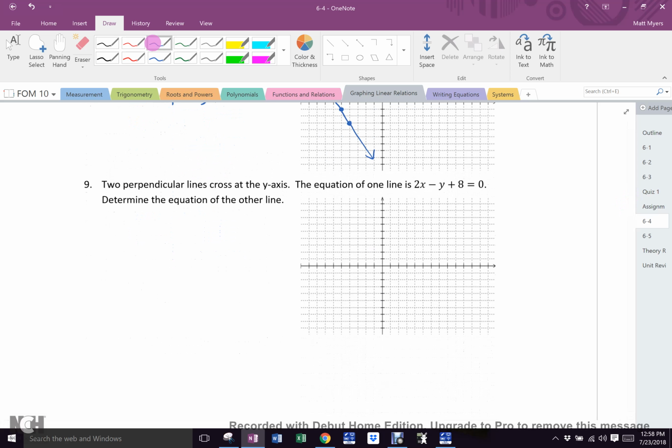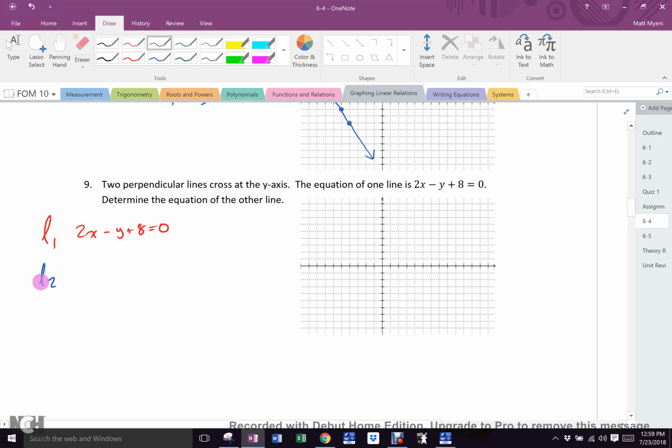Number 9, how many lines am I dealing with? 2. I have line 1, which I'm going to do in red, 2x minus y plus 8 equals 0. And then I got line 2, about which I know nothing. Or do I? I know a lot about line 2.